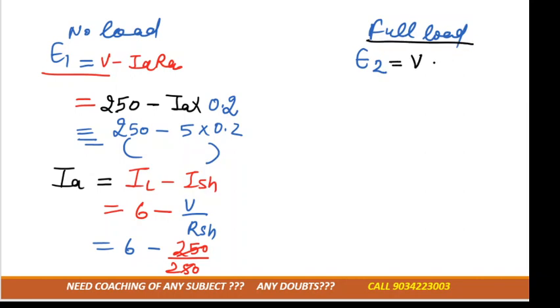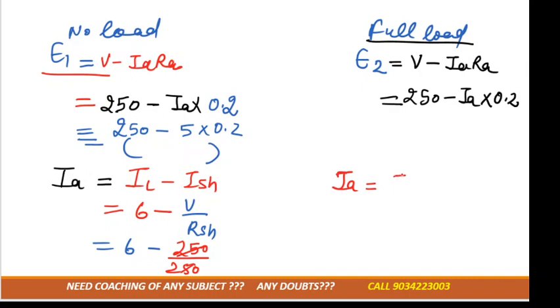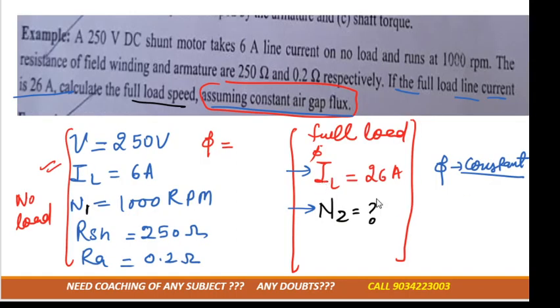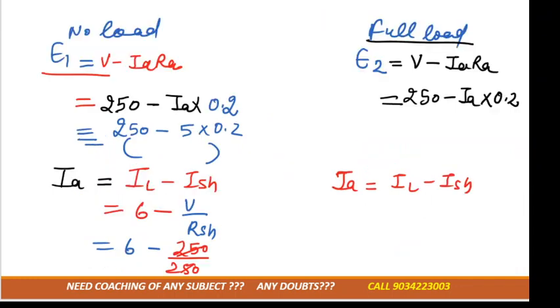Similarly, we'll calculate for full load, that is E2 is equal to V minus IARA. Voltage is the same, 250. IA again we need to calculate, and armature resistance is again the same. IA would be the same formula, that is IL minus ISH. You can see in this question IL is different for the full load.